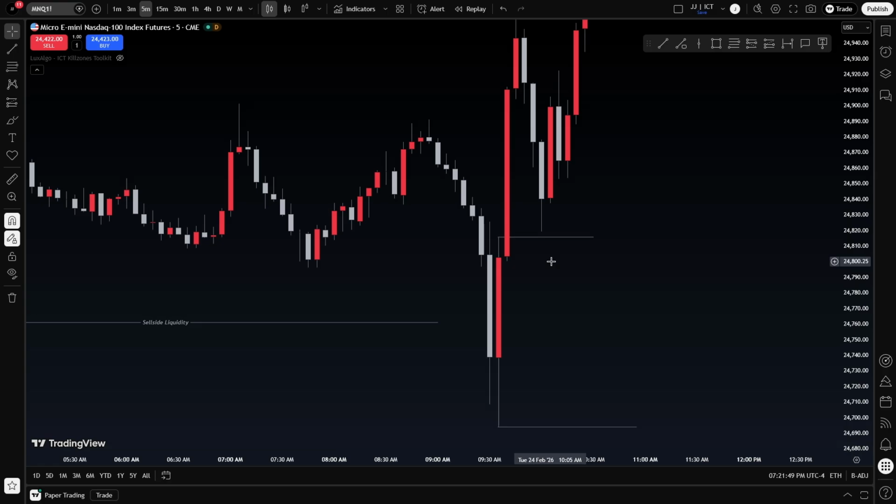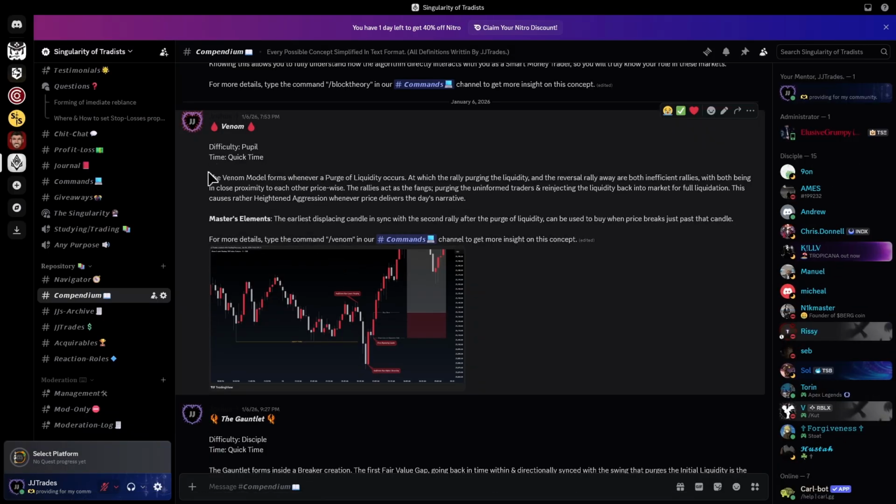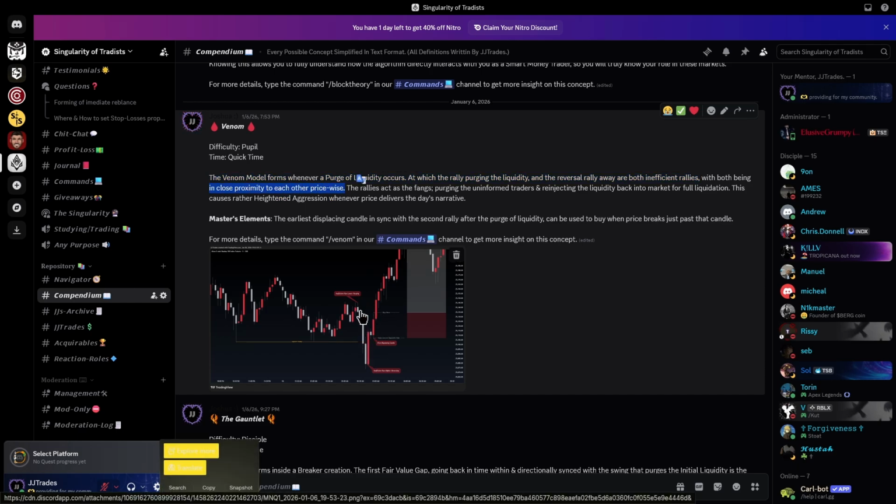Simple, right? If you want to go see the definition of it here, sure. Venom, right there. Quick time, meaning you'll be mainly using this on lower time frames. The Venom model forms whenever a purge of liquidity occurs, at which the rally purging liquidity and the reversal rally are both inefficient rallies, meaning they both displace, with both being in proximity to each other price-wise, meaning they basically do the same amount of pricing in the same amount of candles. That's what I mean by in close proximity price-wise.